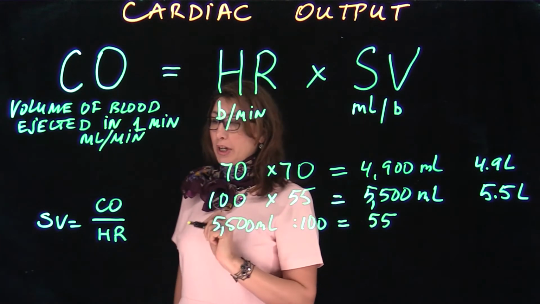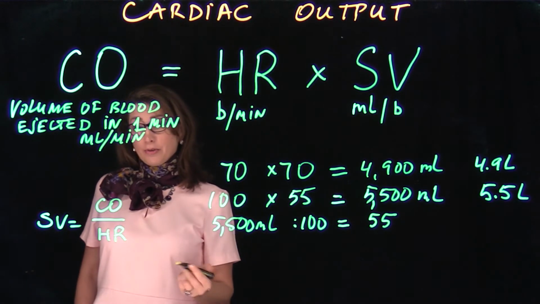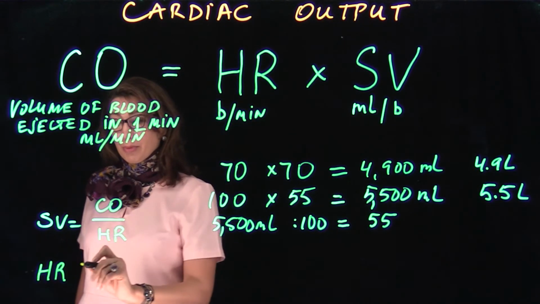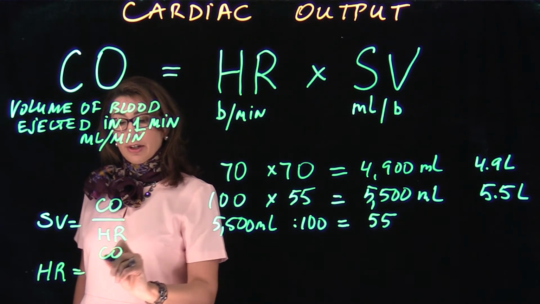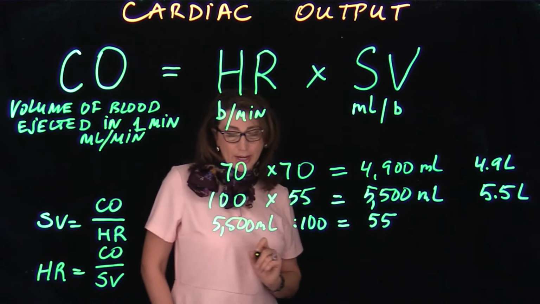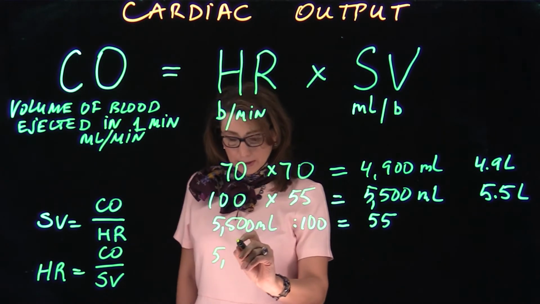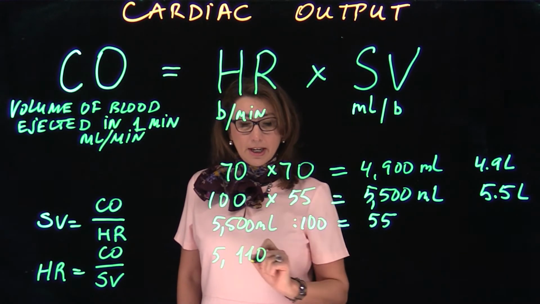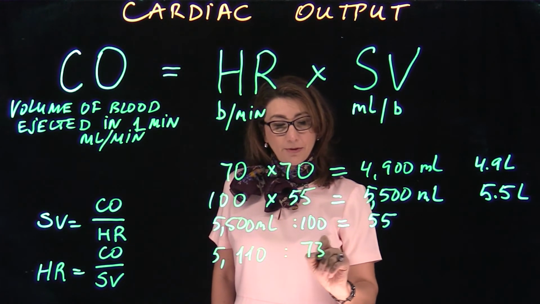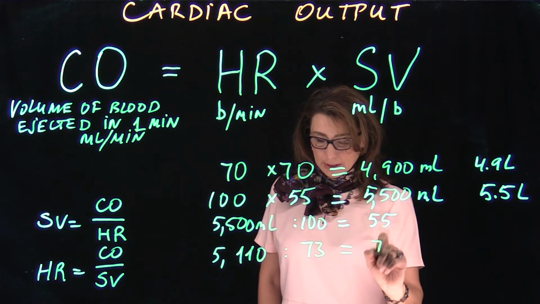Also, if we have a value for cardiac output and stroke volume, we can figure out the heart rate, because based on the same relationship above, heart rate equals cardiac output divided by stroke volume. So again, assuming that our cardiac output, let's say, is 5,110, and our stroke volume is 73, then our heart rate is going to be 70.